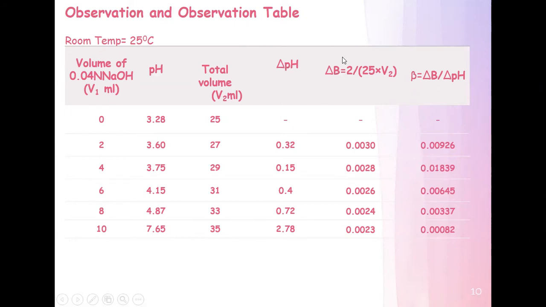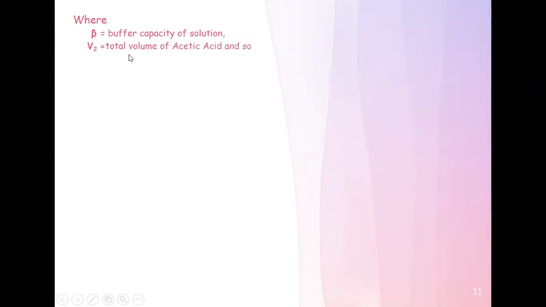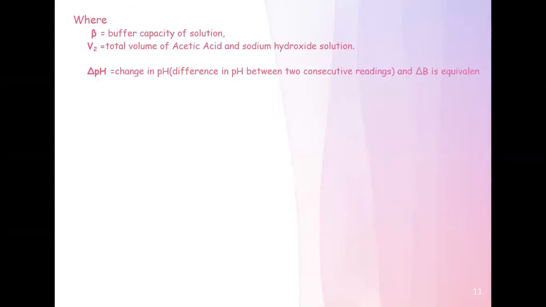Now we'll see how this delta B formula is prepared. Beta is the buffer capacity of the solution, given in the last column. Then V2 is the total volume of acetic acid plus sodium hydroxide solution. Initially it was 25 ml. After addition of NaOH, it goes on increasing. So you have to note down the respective amount of V2 in the respective row. Then delta pH is the difference between two consecutive readings of pH. Then delta B is equivalent to the amount of base added per liter of solution.